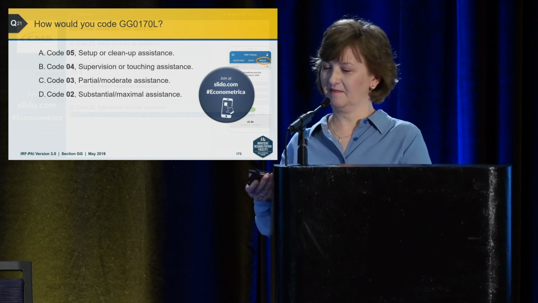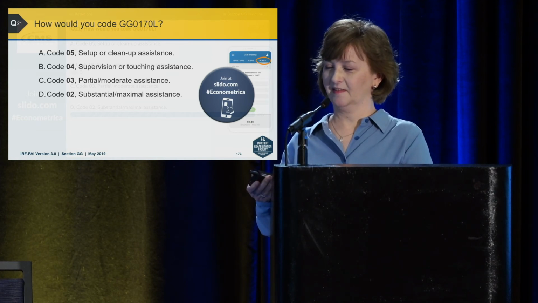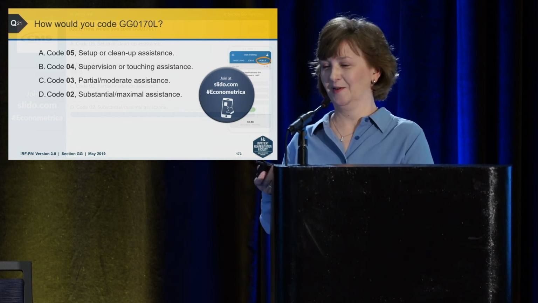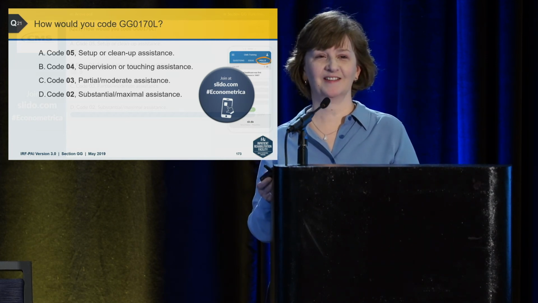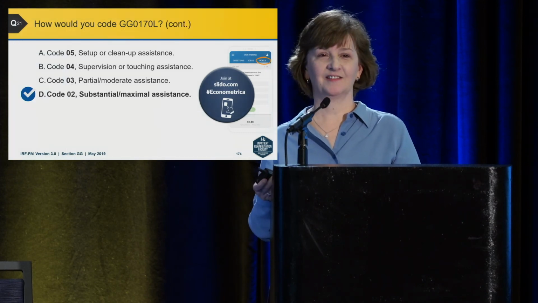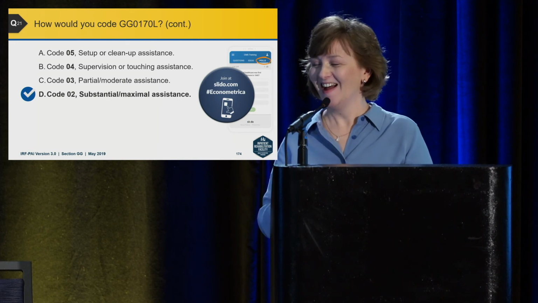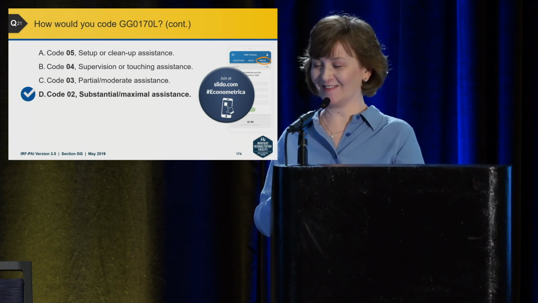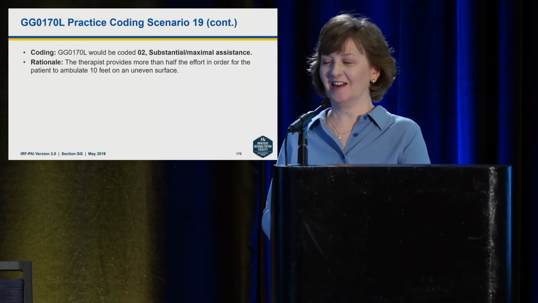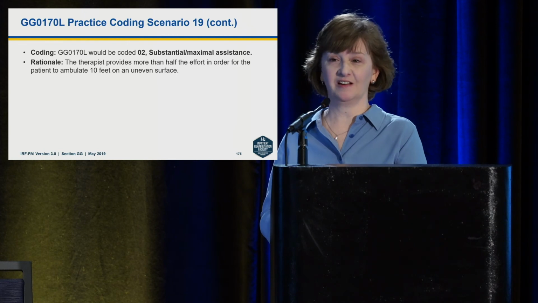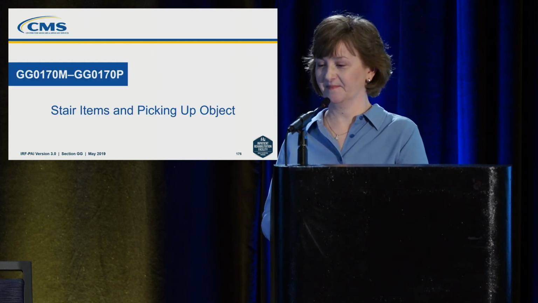Okay, let's see. The slides, is that advancing? Hang on a sec. Try it again. Okay, there we go. Thank you. Okay, so level 2 is the correct response, as many of you indicated. The rationale here being that the therapist provided more than half of the effort in order for the patient to ambulate 10 feet on an uneven surface.